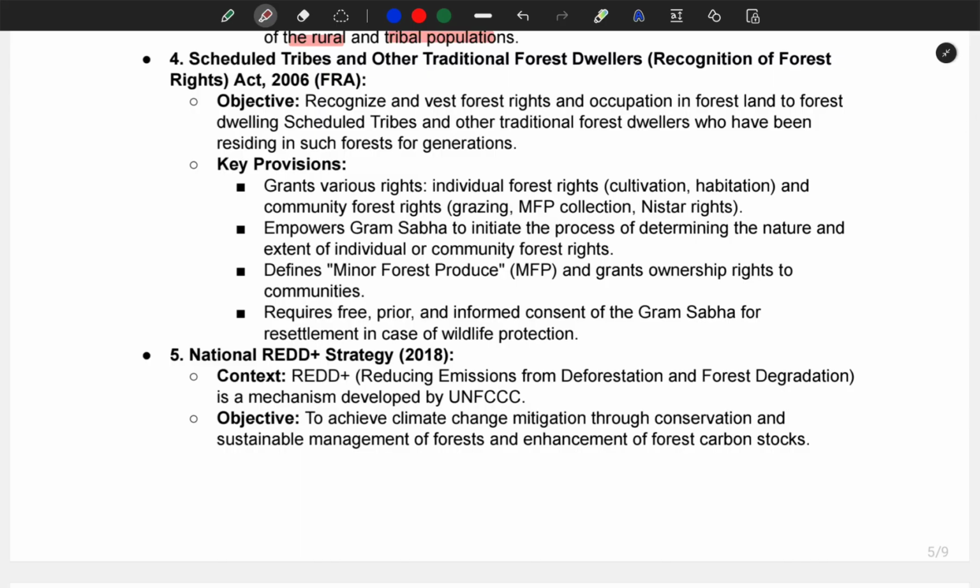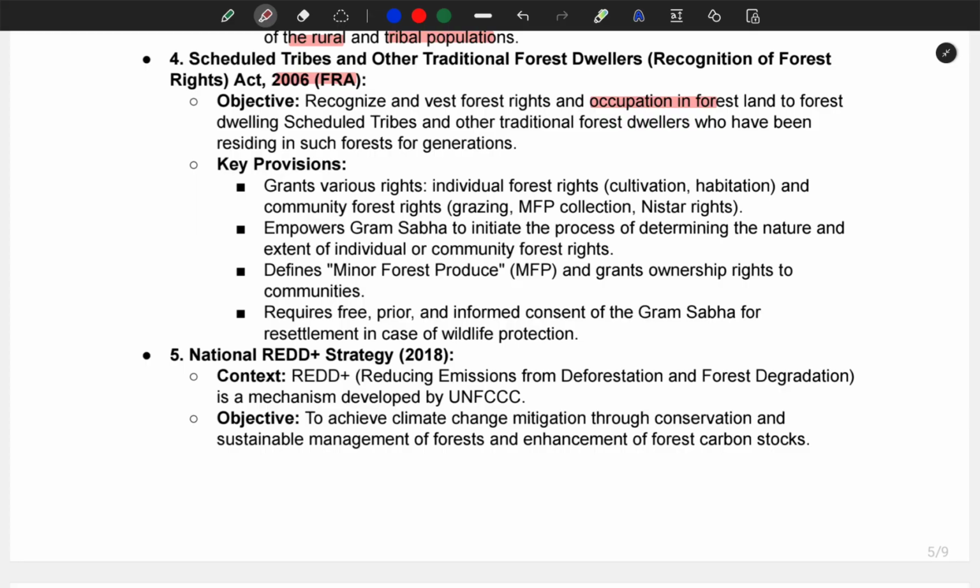Recognition of Forest Rights Act 2006 (FRA). Objective: recognize and vest forest rights and occupation in the forest land to forest-dwelling scheduled tribes and other traditional forest dwellers who had been residing in such forests for generations.